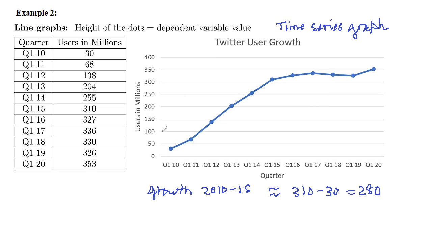And again, the way that we're getting this graph is we had Q1, our users were 30. So above Q1, we go up to a height of 30. So this is 30. And then for Q1 of 11, we had 68 million. So here I'm going up to 68. Now I actually used Microsoft Excel to make this graph, but if you're making it by hand, that's the procedure that you would follow.